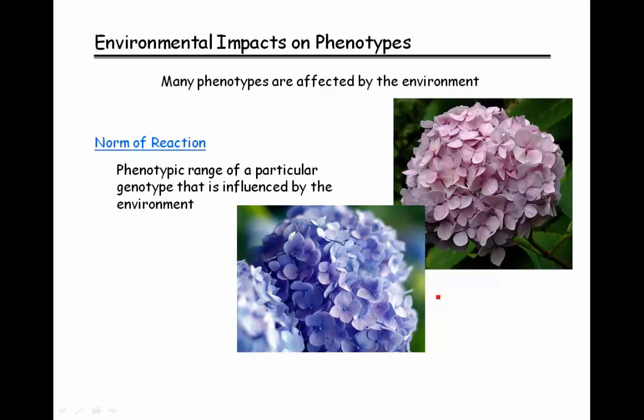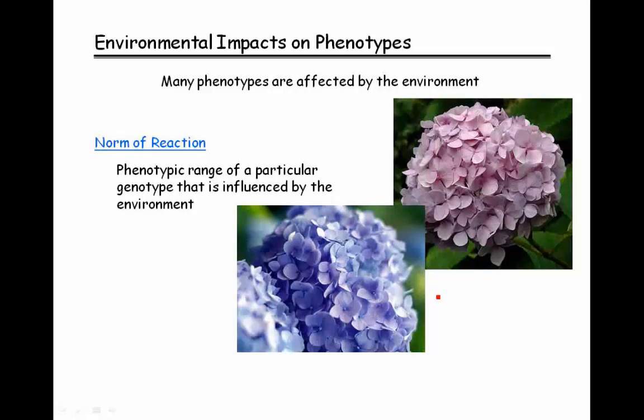They can change. Skin color is a good example of that as well, because hopefully we're all aware of the fact that we have a certain skin color. That skin color can be affected by how much time we spend in the sun versus how much time we spend indoors. During the summer, we may have a darker skin color than what we have in the winter. However, we all possess what's called a norm of reaction.